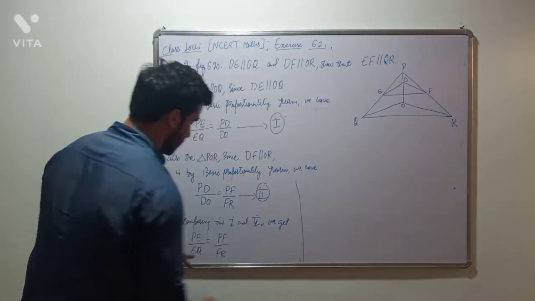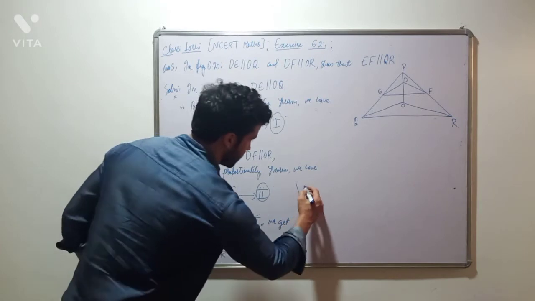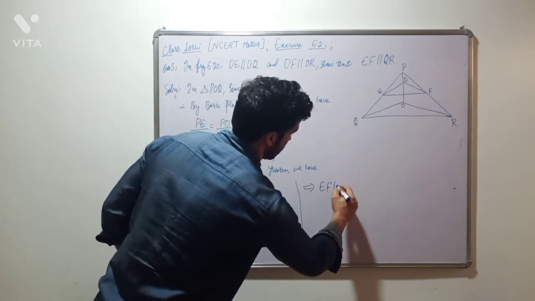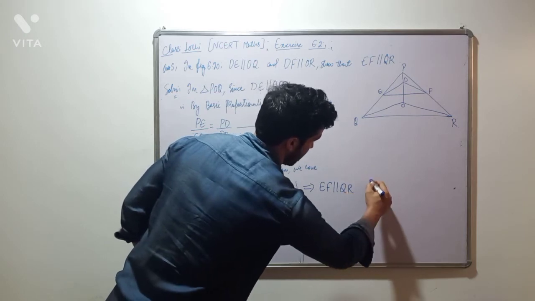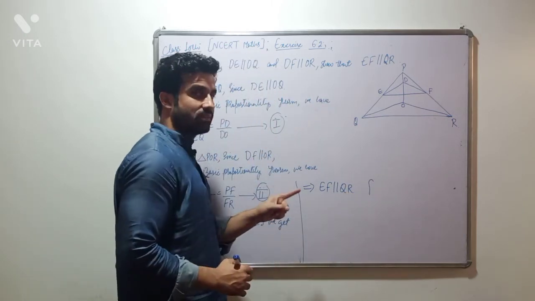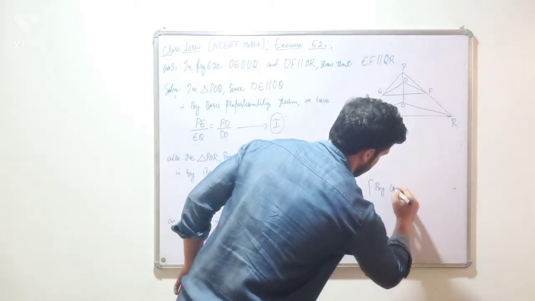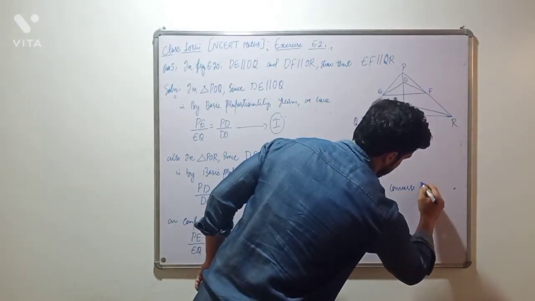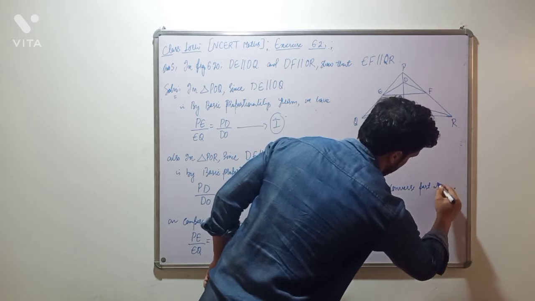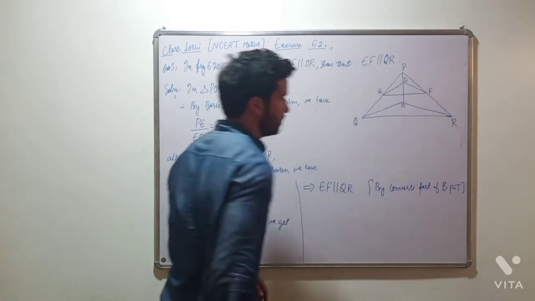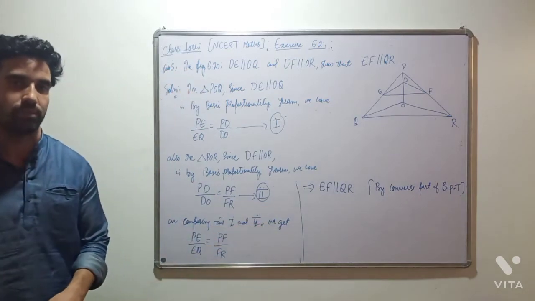तो यहाँ पर हम लिख सकते हैं which implies, इसके बाद हम लिखेंगे which implies EF is parallel to QR, और यहाँ पर लिखेंगे हम by converse part of basic proportionality theorem. This is true by converse part of basic proportionality theorem. We simply write BPT, that's basic proportionality theorem.